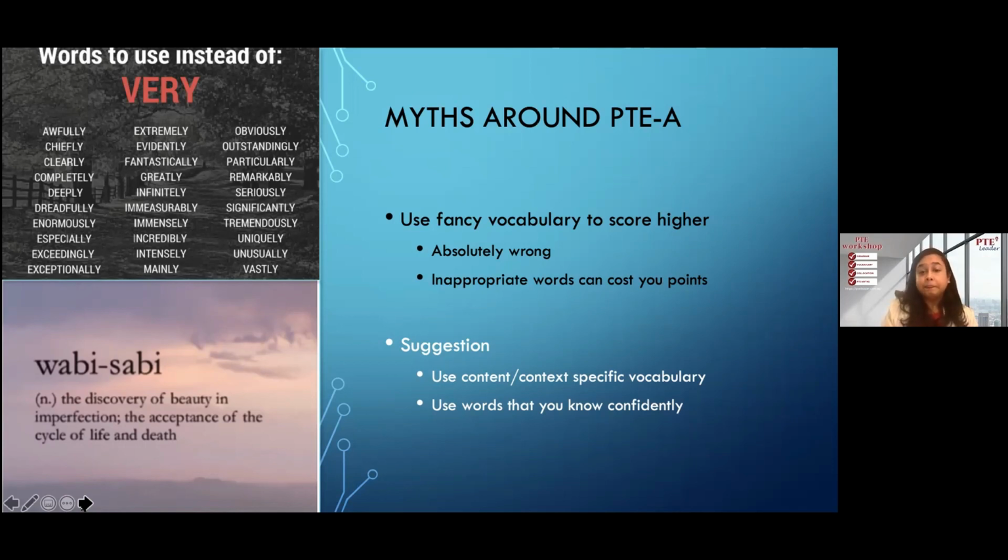So yeah, this is also very important. Use only words which you know 100% accurately. It doesn't matter if the word is very simple and ordinary. You can still get full marks if you place that word in a specific context appropriately. So yeah, these are the two myths. Don't feel pressured to learn so many new things. Whatever you know, just use that appropriately and you should be fine.